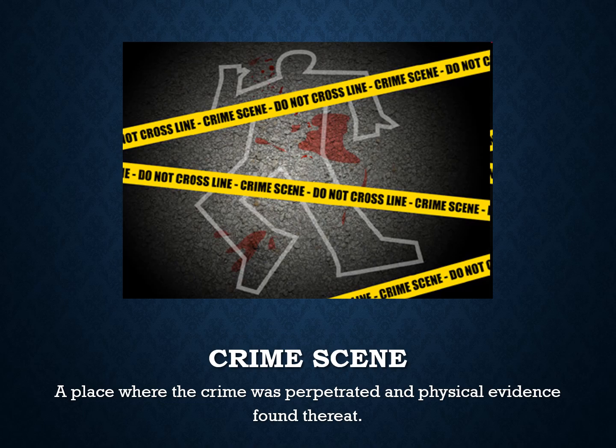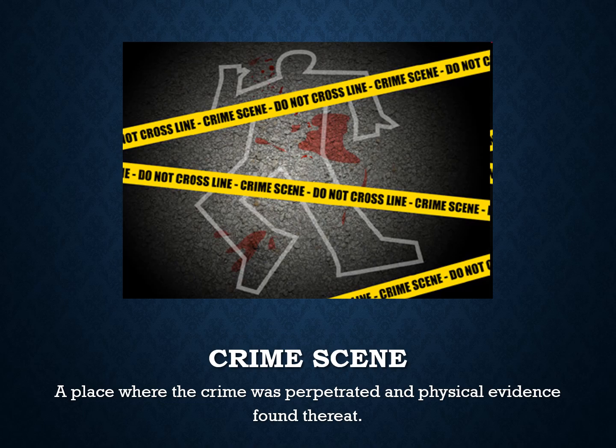There are two types of crime scene. Your primary crime scene, where the crime was actually committed, and your secondary crime scene. A secondary crime scene is actually a location which holds evidence of the crime, but it is not the location where the crime was originally committed.